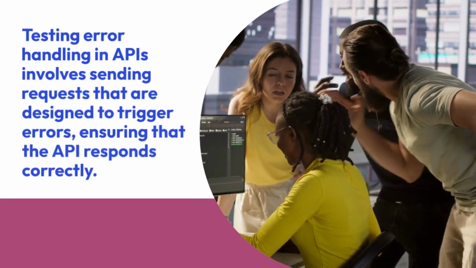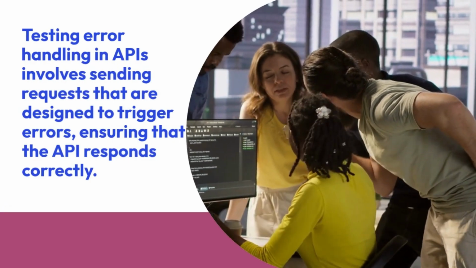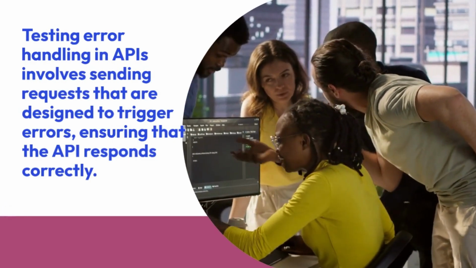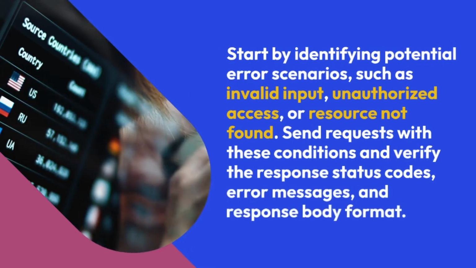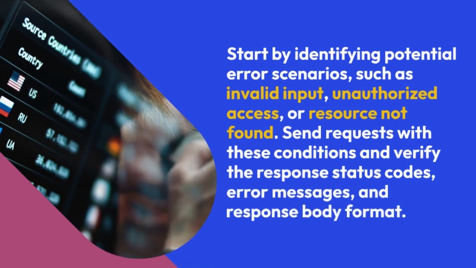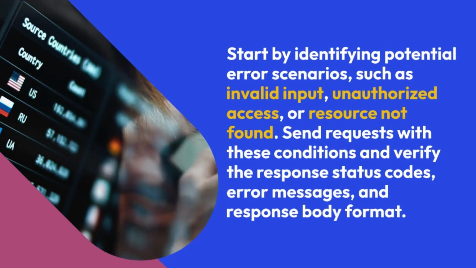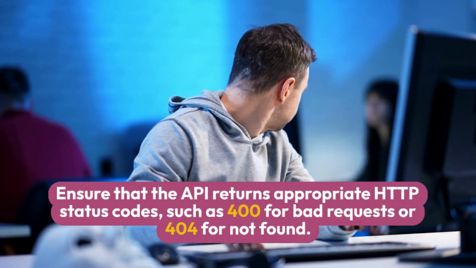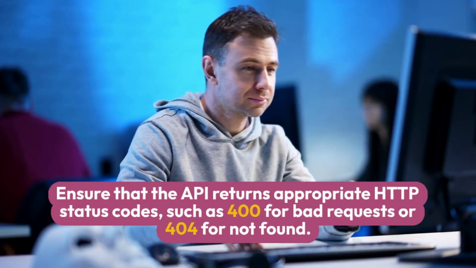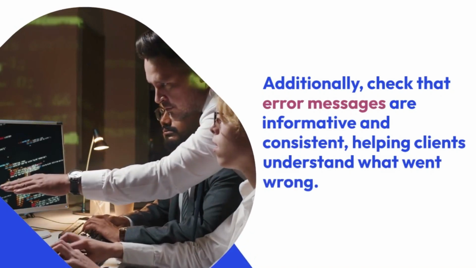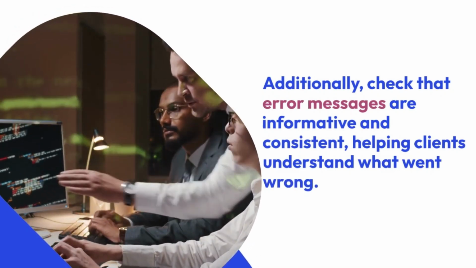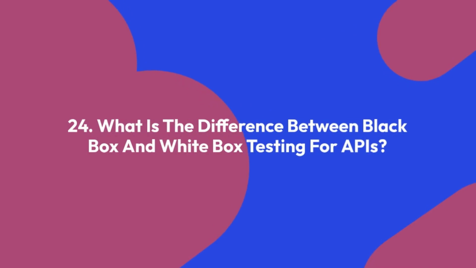Testing error handling in APIs involves sending requests that are designed to trigger errors, ensuring that the API responds correctly. Start by identifying potential error scenarios, such as invalid input, unauthorized access, or resource not found. Send requests with these conditions and verify the response status codes, error messages, and response body format. Ensure that the API returns appropriate HTTP status codes, such as 400 for bad requests or 404 for not found. Additionally, check that error messages are informative and consistent, helping clients understand what went wrong. 24. What is the difference between black box and white box testing for APIs?